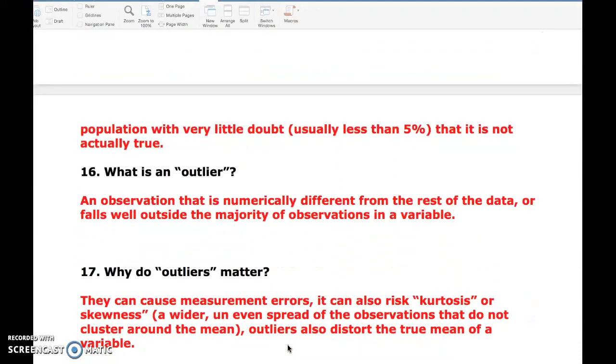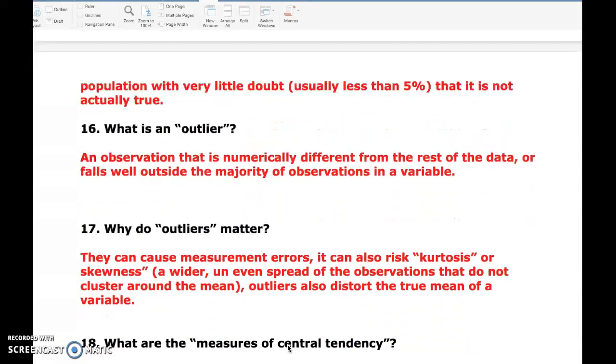So that goes into the next question. Why do outliers matter? They cause measurement errors. You can risk kurtosis, fancy word for skewness, or a wider uneven distribution of the observations that don't cluster around the mean. Can you imagine what the average income would be if he was in the data? That would be bad. Outliers also distort the true mean of a variable. We just talked about that.